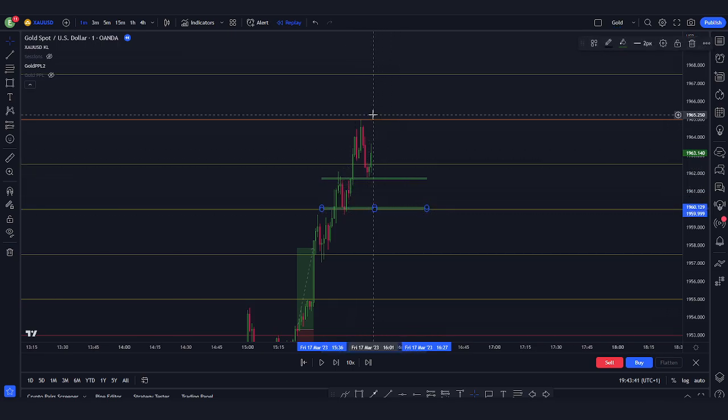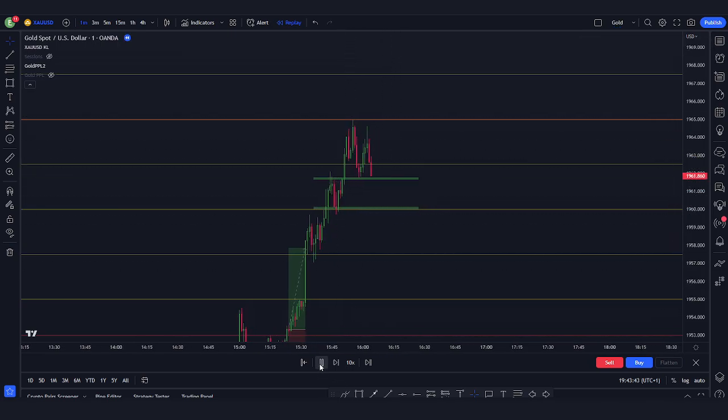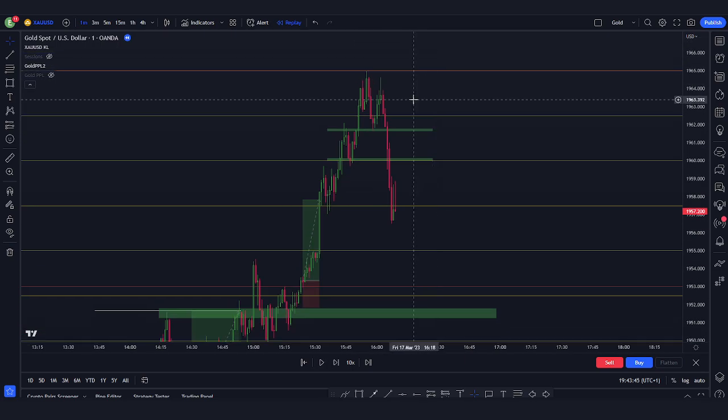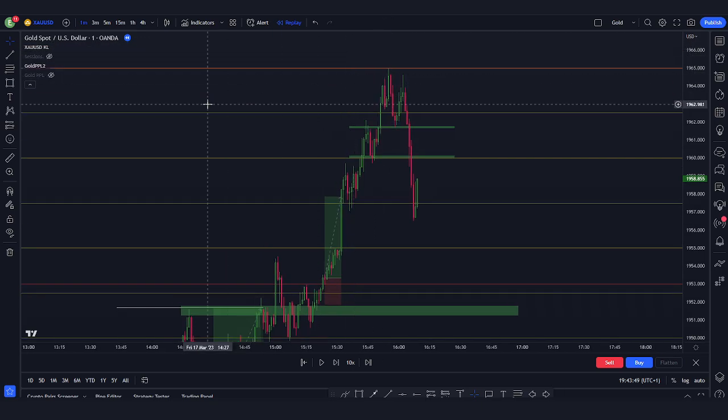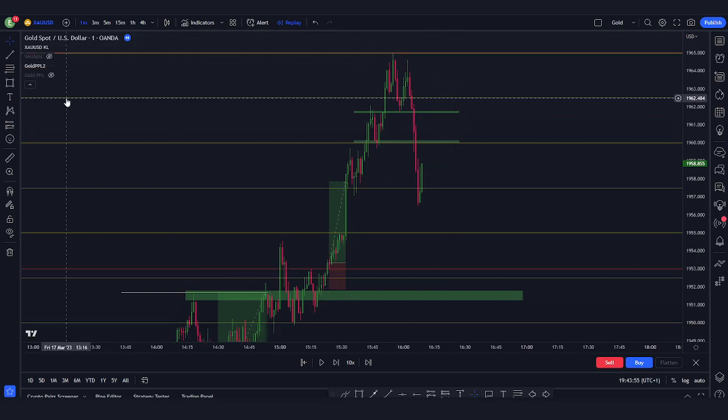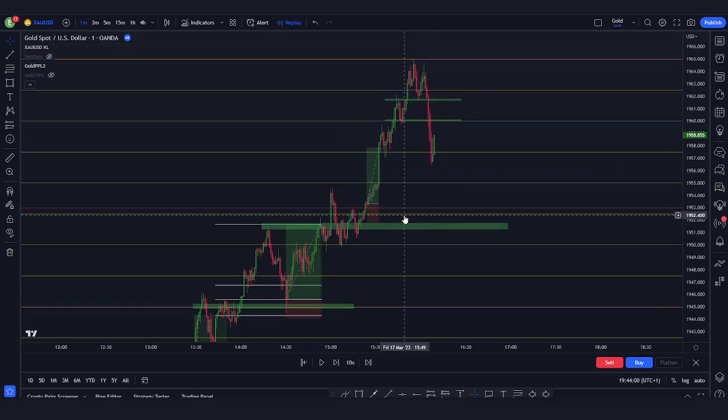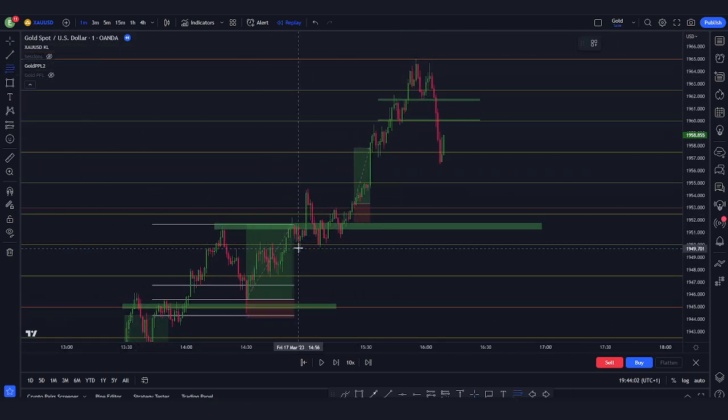That's where you could have your entries. And now a deeper pullback. So this one would have been possibly a break-even trade because we are making a double top at 1965 flat. So now where is price reacting or possibly reacting? So for me, the last PSA was this one.